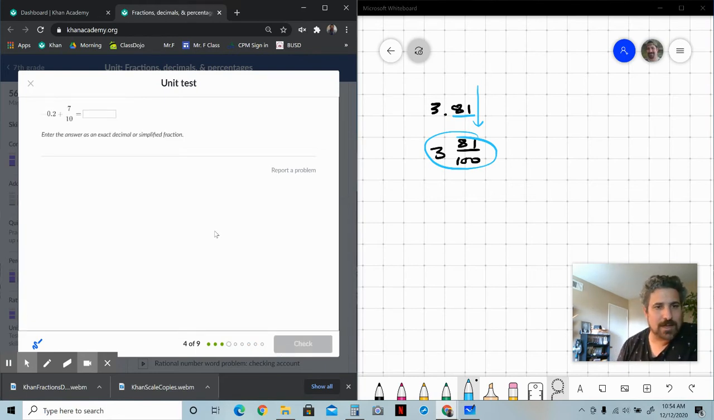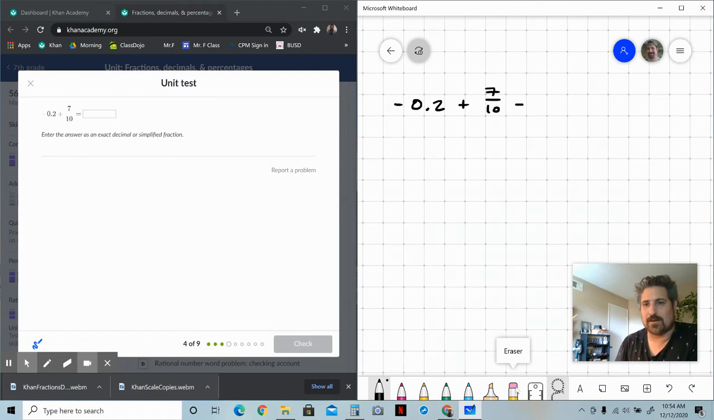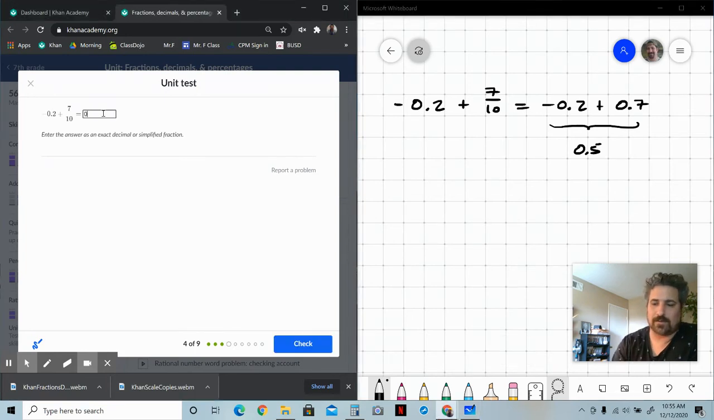This one says, enter the answer as an exact decimal or a simplified fraction. All right, so let's see what we get here. So this is going to be negative 0.2, and we're adding to that 7/10. Now, that's the same as negative 0.2 plus 0.7, and who's going to win, positive, by how much? 0.5. So the answer is going to be 0.5.